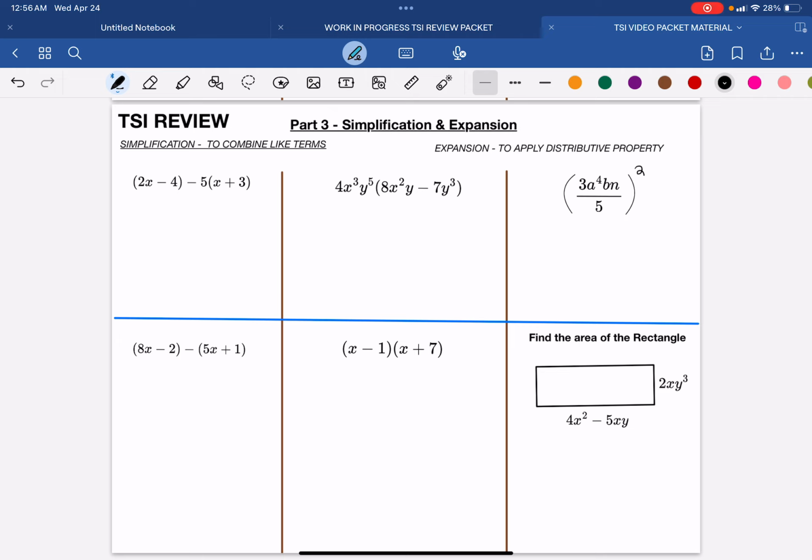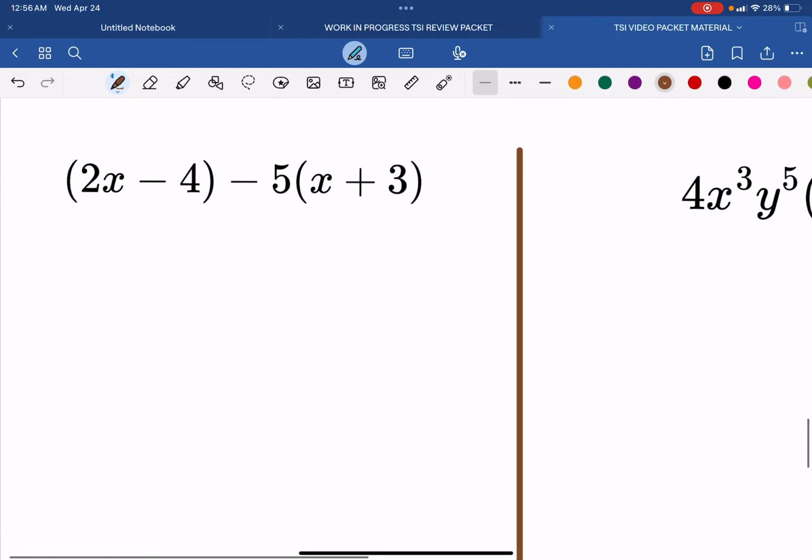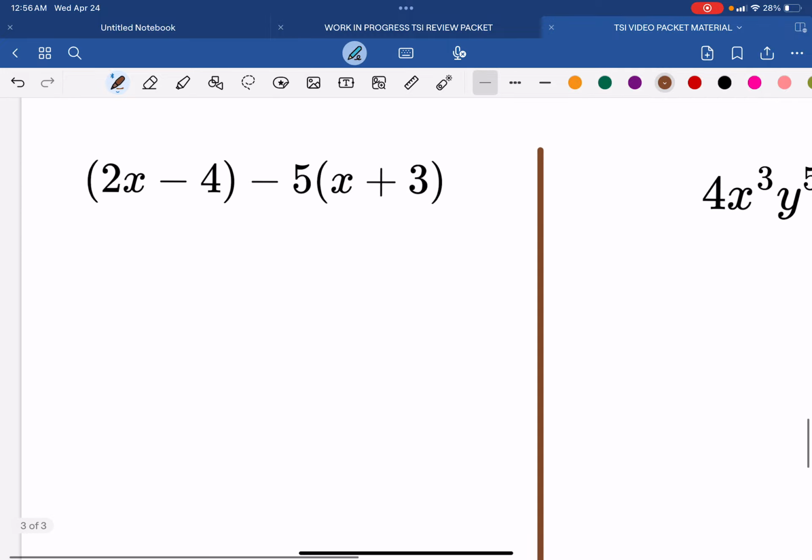This is something you do all the time already. Let's see if you guys can get the questions correct. So let's go ahead and get started. This first question right here.